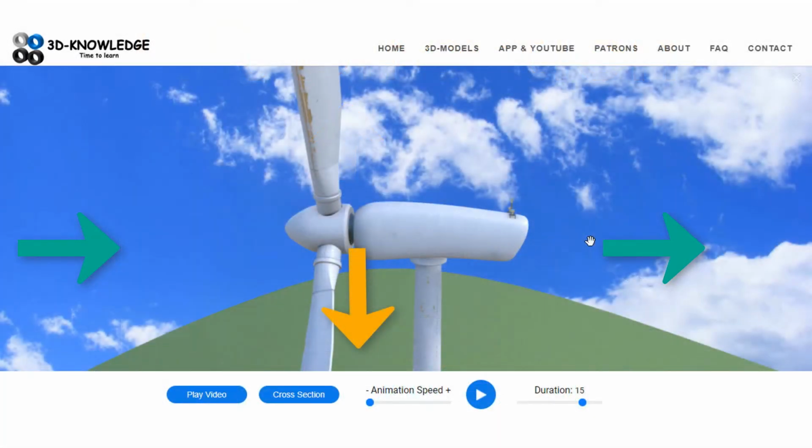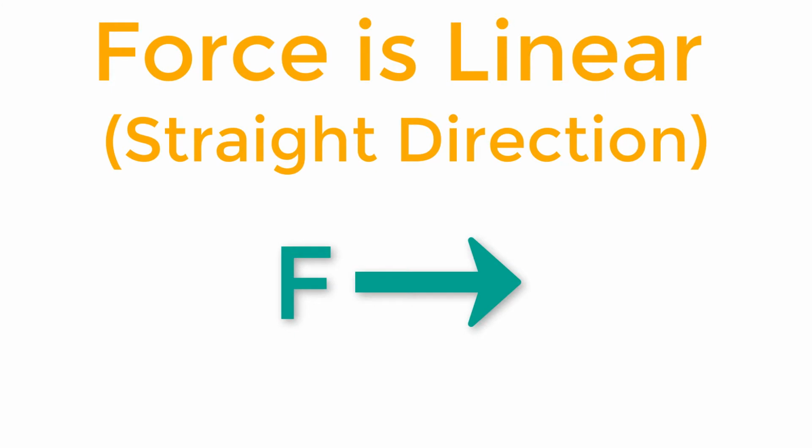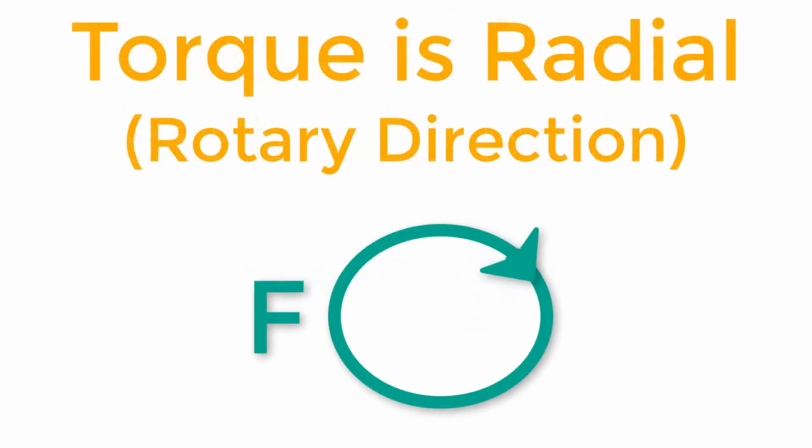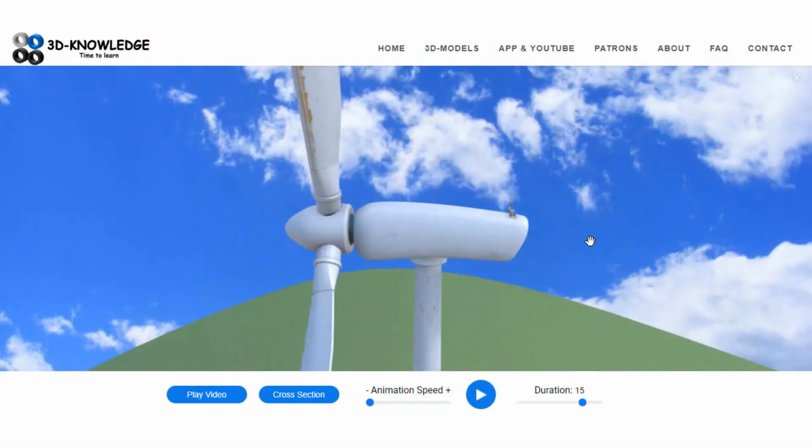Now, just for clarity here, when we're talking about a force, we're talking about something that is pushing an object in a linear motion. That means straight ahead. When you start talking in terms of wind turbines, we're talking about torque, and that is a force applied in a rotary motion. So as the air is passing over these blades, which are actually called airfoils, it's going to impart lift, and this lift is going to cause a torque on the rotor.